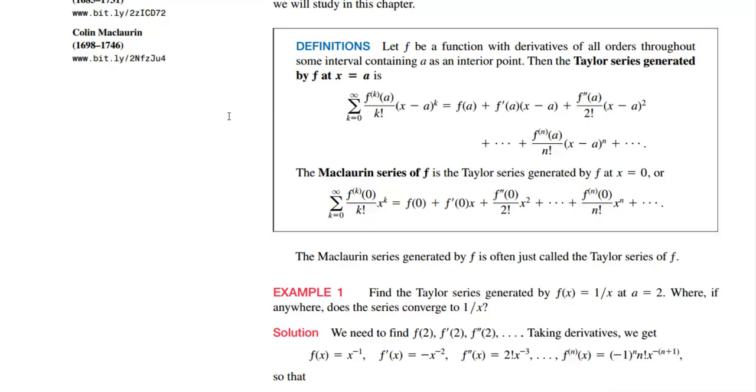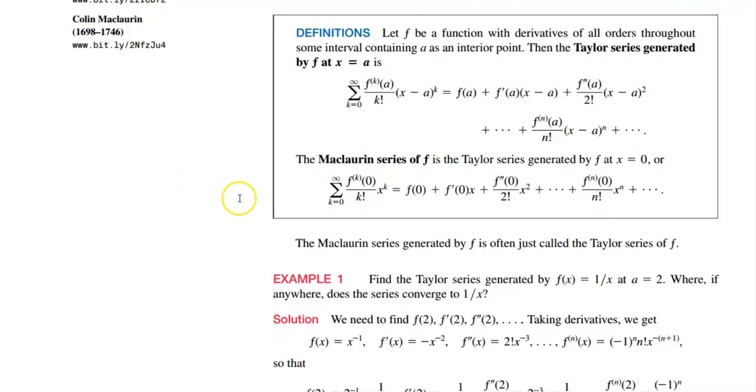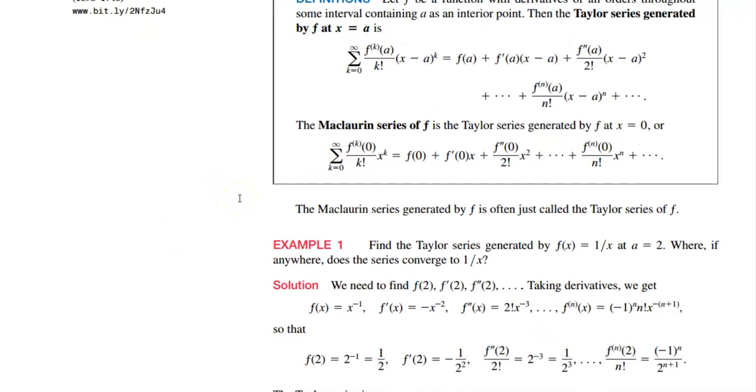So, we want to find the Taylor series generated by f of x equals 1 over x at a equals 2. Where, if anywhere, does the series converge to 1 over x? Right, we need f of 2, f prime of 2, f double prime of 2. If we take derivatives, we get f of x is x to the negative first power, f prime of x is negative x to the negative second power, f double prime of x is 2 factorial x to the negative third power.